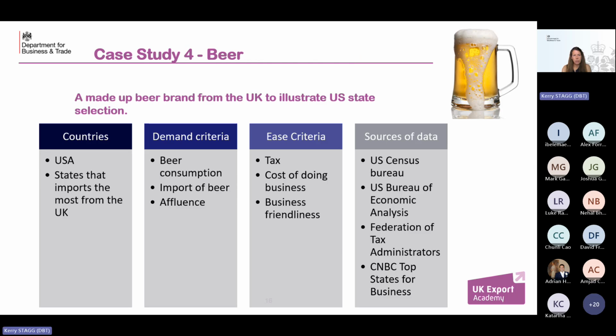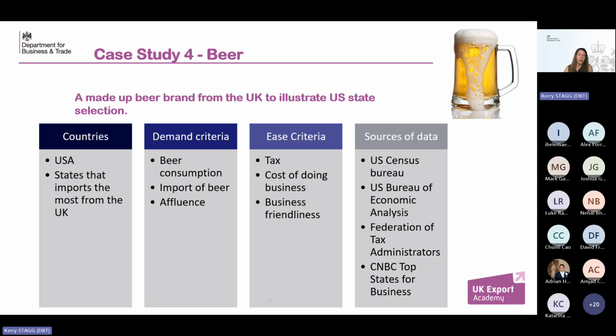Okay, so then our final case study is US state selection. I've made this up, so this is a made up beer brand from the UK, although we have done some state selections for companies, but this is one that I made up to be easy to understand. So we're imagining a fairly premium craft beer. And what we did was think about filtering the states. Obviously, there's 50 states, we can't include them all. So we filtered the top states that import from the UK. So you'll see which ones those are when we go onto the chart.